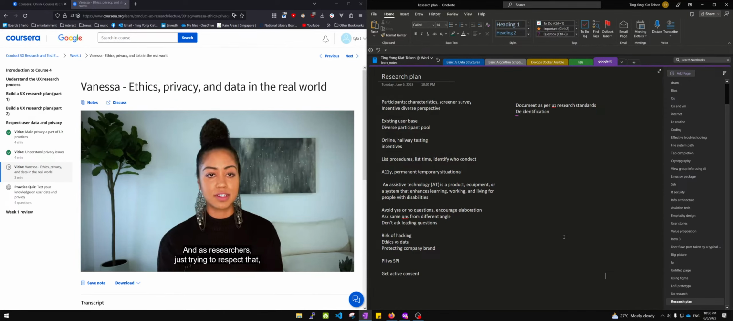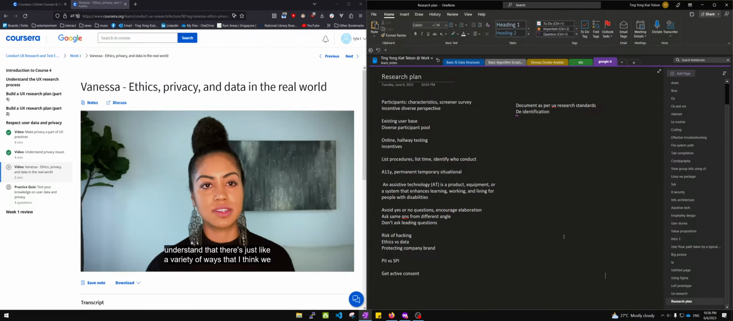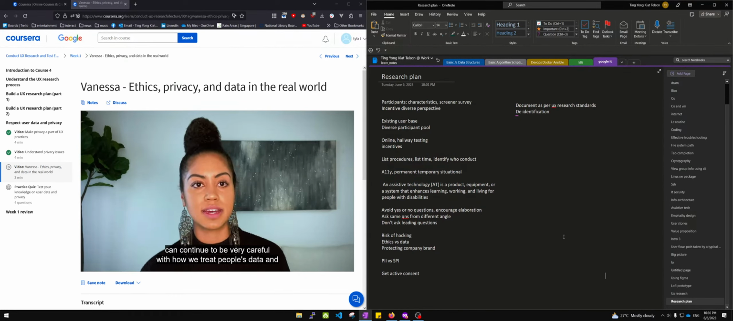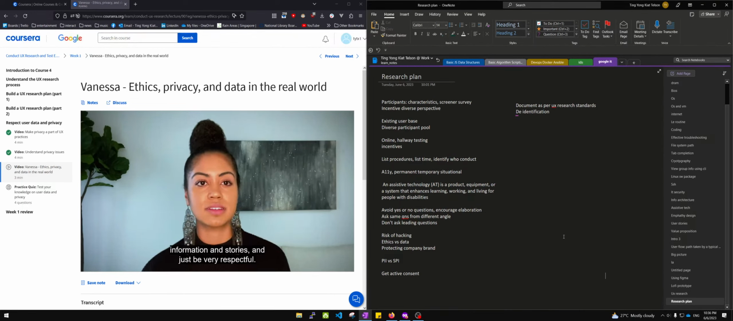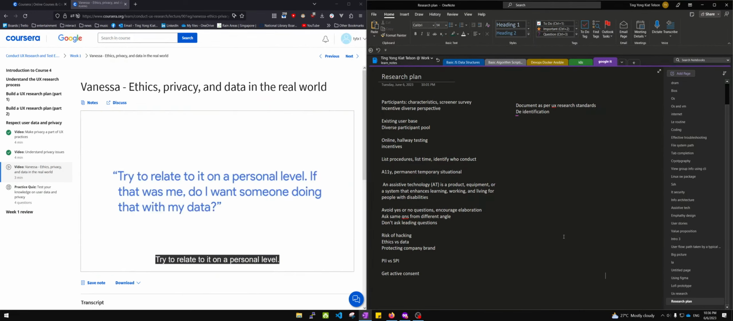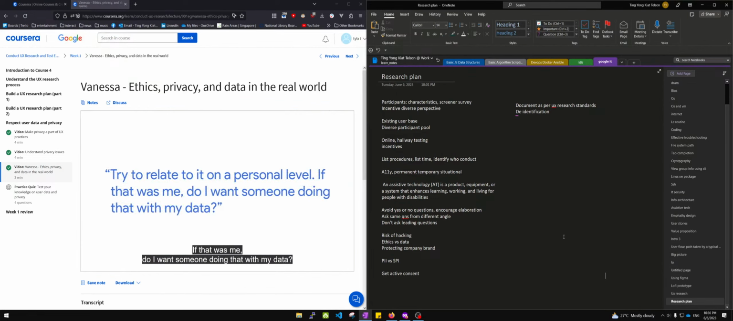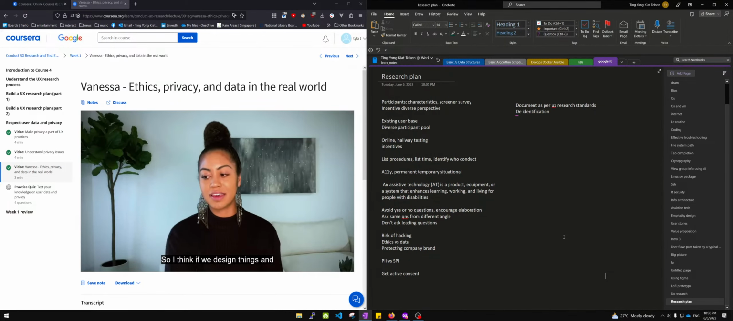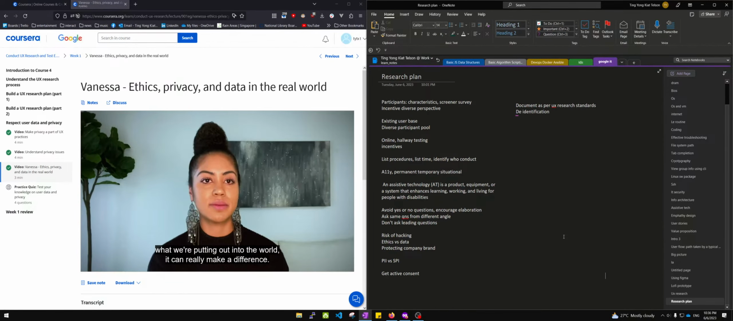And as researchers, just trying to respect that, understand that there's a variety of ways that I think we can continue to be very careful with how we treat people's data and information and stories, and just be very respectful. Try to relate to it on a personal level. If that was me, do I want someone doing that with my data? So I think if we design things and conduct research in a way that respects the gravity of what we're doing and what we're putting out into the world, it can really make a difference.